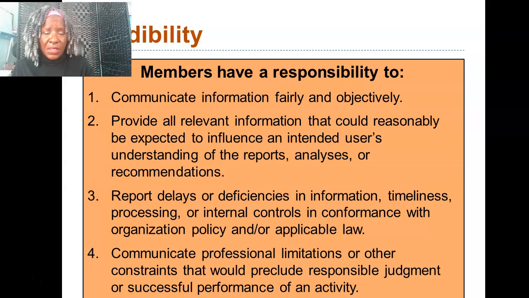We don't want to put information in our reports that's unfair, that contains some sort of bias. We want relevant information given to them. And we want to make certain that we're timely in giving that information. And when we do communicate it, that they can understand it and can make a responsible, sound decision based on it.